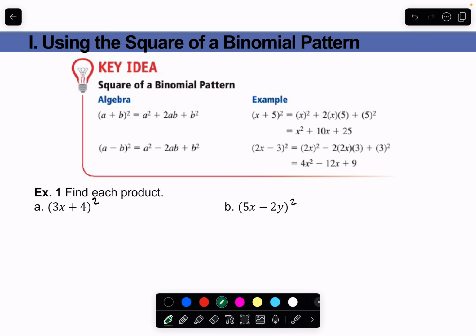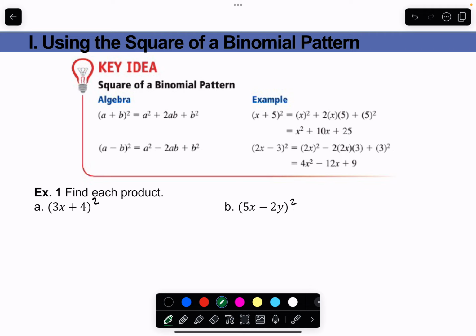First thing that we have to talk about is the square of a binomial pattern. This is when we have a binomial, which has two terms, a plus b, and we're going to square that binomial. So when we have (a plus b) squared, that will be equal to a squared plus 2ab plus b squared.